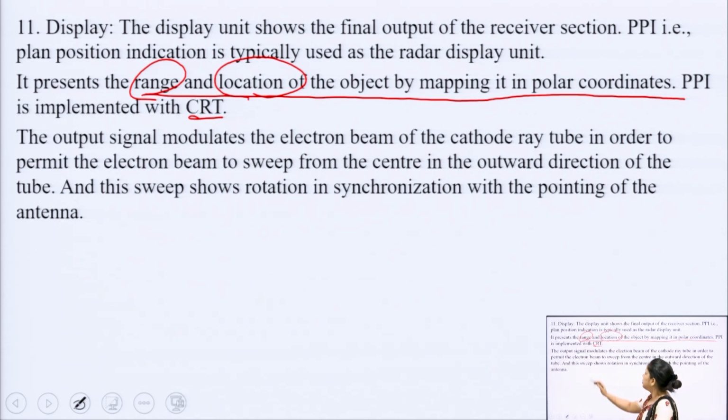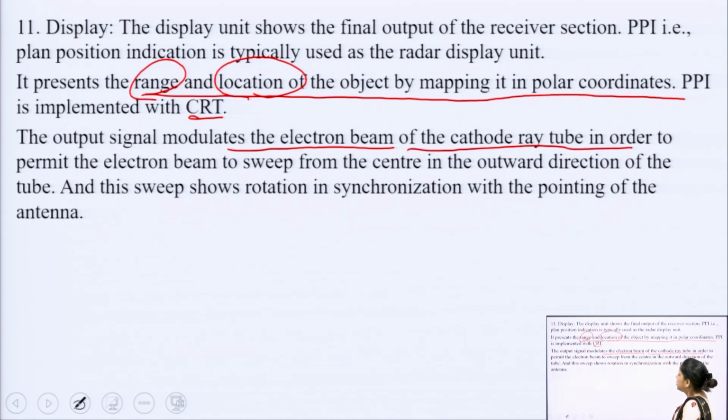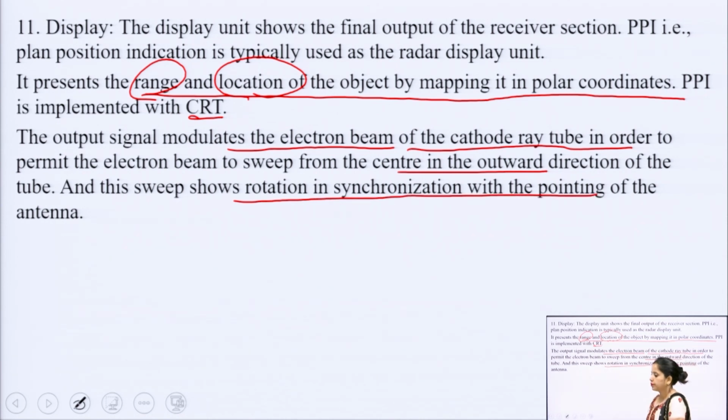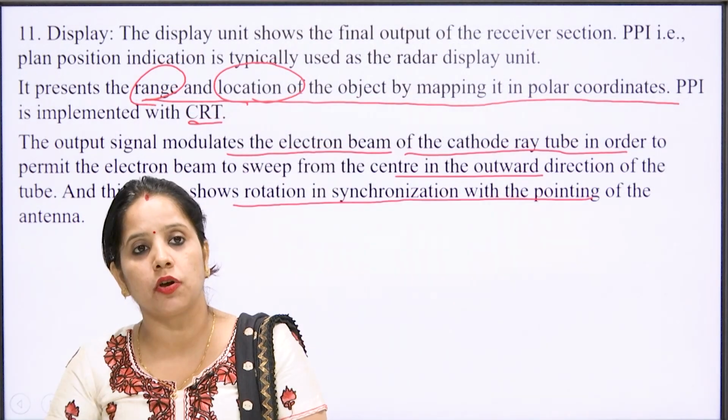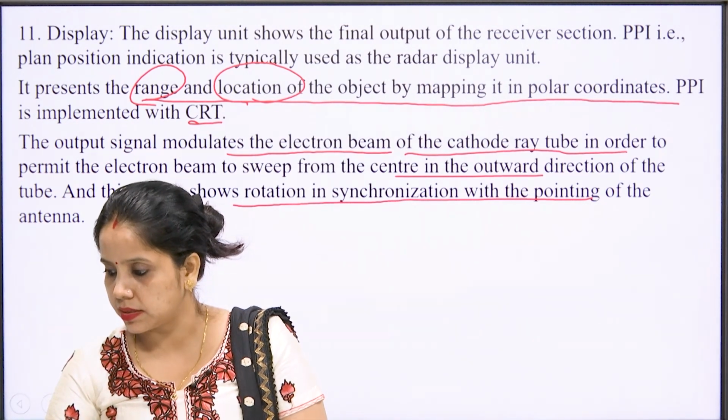The output signal modulates the electron beam of the cathode ray tube in order to permit the electron beam to switch from the center in the outward direction of the tube, and this sweep shows rotation in synchronization with the pointing of the antenna. So, modulation and demodulation is a very important concept, same as in our communication system.